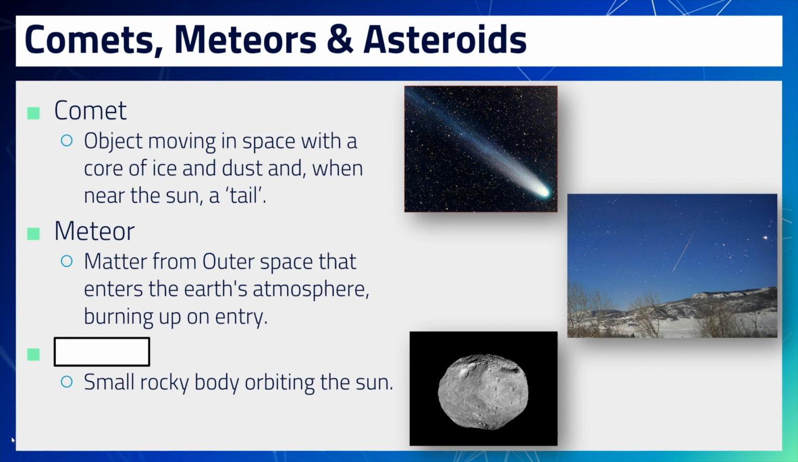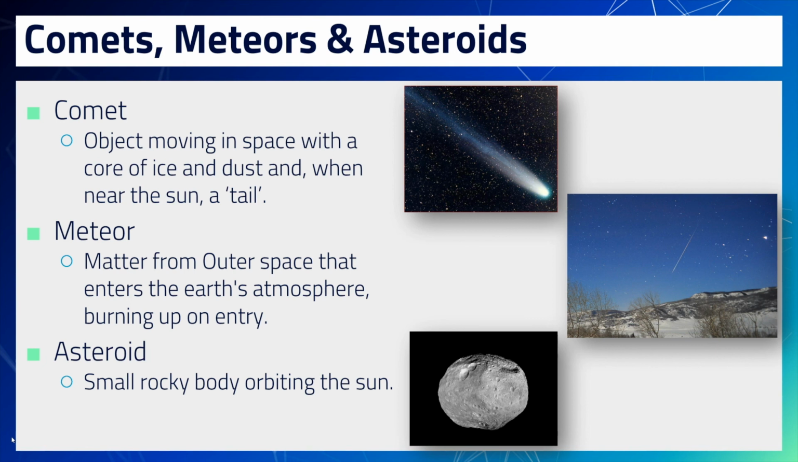Meteors are matter from outer space. They enter the Earth's atmosphere. They burn up on re-entry. As they burn up on re-entry, you can get what we call shooting stars. That's just a bit of meteor burning up as it enters the Earth. Generally speaking, whatever meteor you have will completely burn up, and only occasionally does anything actually land on the ground. And if it does, it tends to be pretty small anyway.